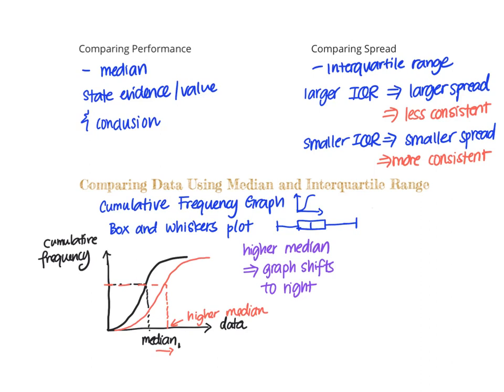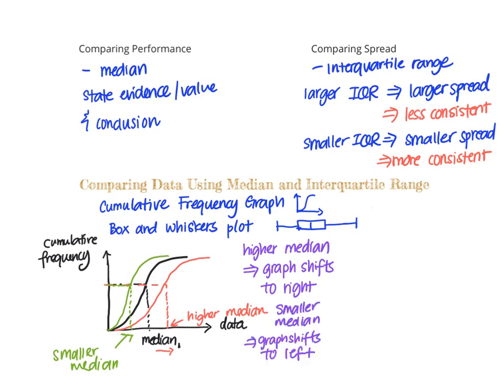Okay, so what happens now if I were to have a lower median? Let's say the cumulative frequency value stays the same, but now it's a lower median over here. So this is a smaller median. Then the gradient still stays the same, it doesn't change, but now the graph shifts over to the left hand side. So for a smaller median, the graph will shift to the left hand side.